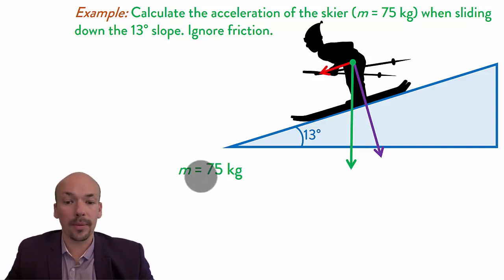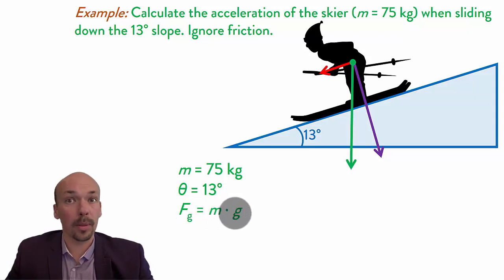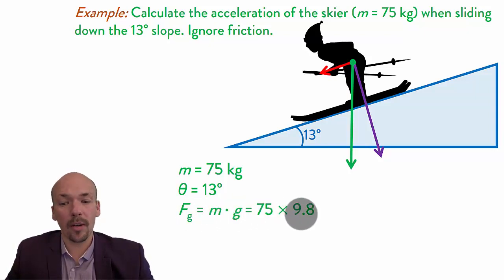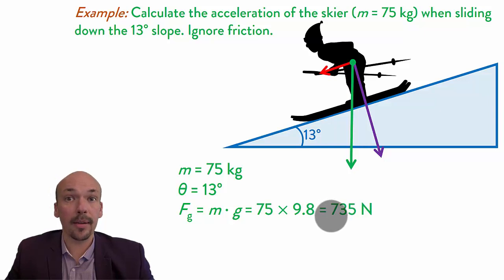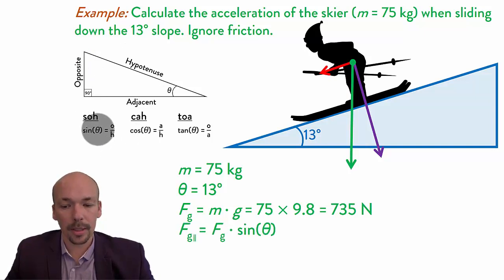Well, we have his mass, 75 kilograms. We have the slope, which is 13 degrees, and we have to calculate the gravitational force first. So the mass multiplied by 9.8. So 75 multiplied by 9.8 is 735 newtons. And now we have to calculate this one. Well, if we look at this example again, we have the hypotenuse. We have to calculate the opposite. So we use this one with the sine.